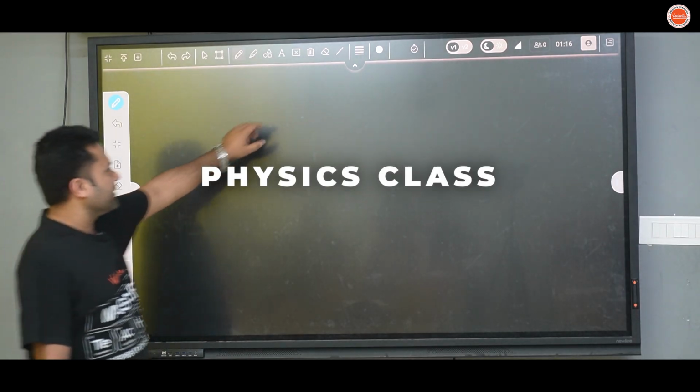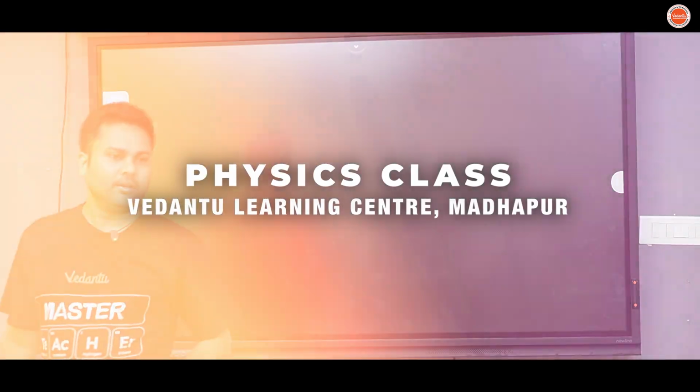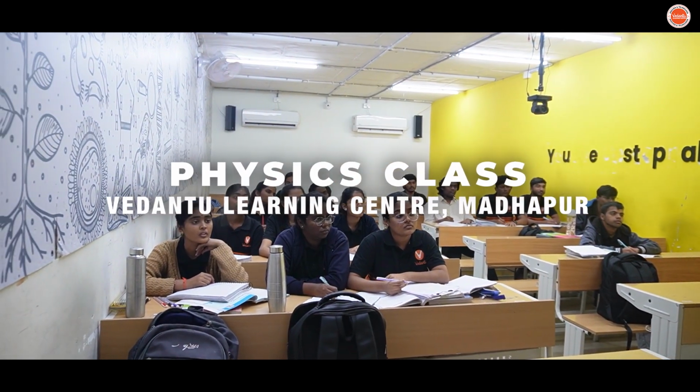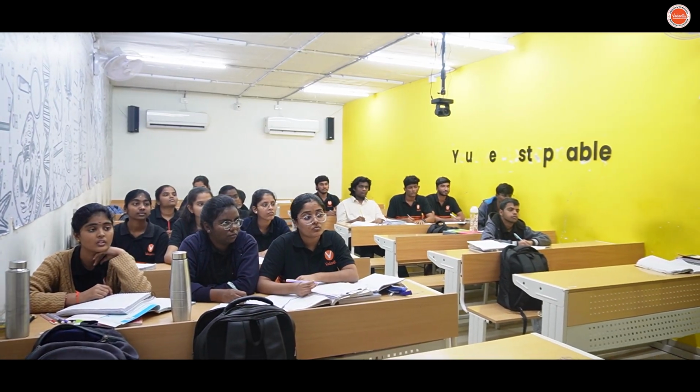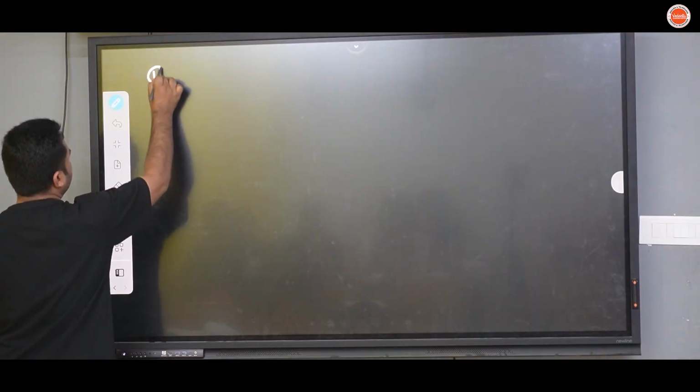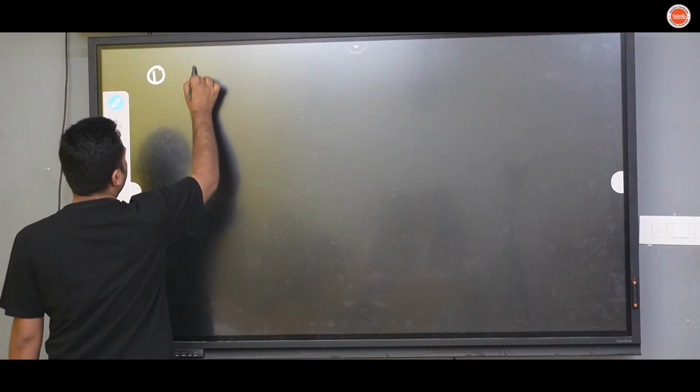We have total 6 circuits. In this alternating current, we will be having 6 circuits, so 6 cases basically. So first case we are going to study. What is the first case?